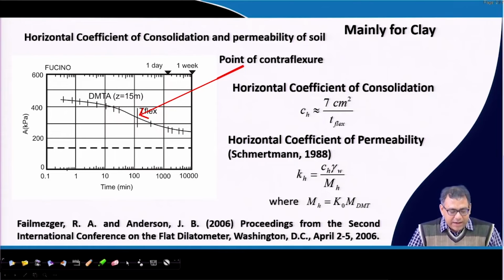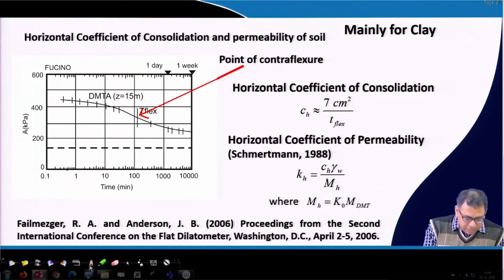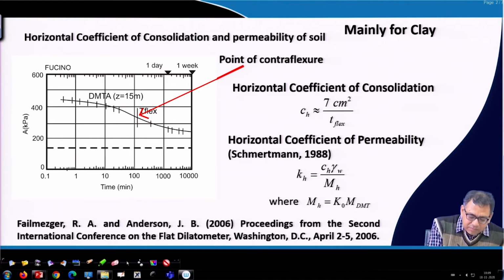Then we will identify that there will be a change in curvature in the curve. You can see, this is the curvature and then there is a change. So, this is one curve and then it is the change. We have to identify that point, and that point and the corresponding time will give me the T flex. This is called the point of counterflexure, and this is small T flex.